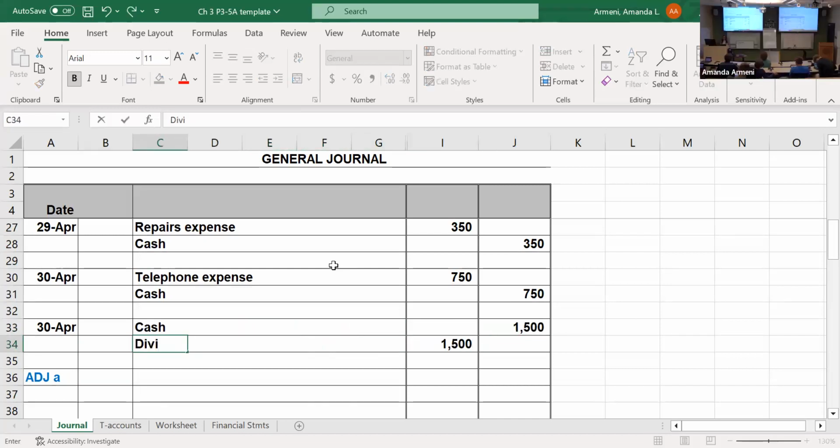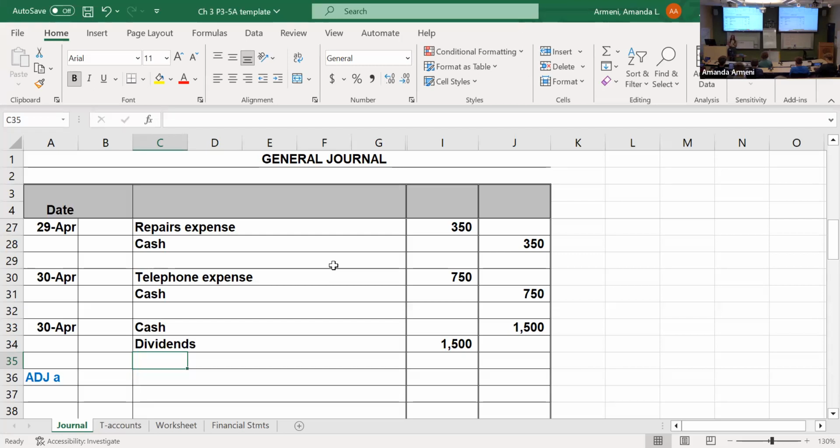Remember, dividends is its own thing, right? We don't have to make up an account name for it. A dividend is a dividend, and that's it. Dividends always decrease equity. That's why it's going to be a debit in our journal. Do you have any questions about the entries?